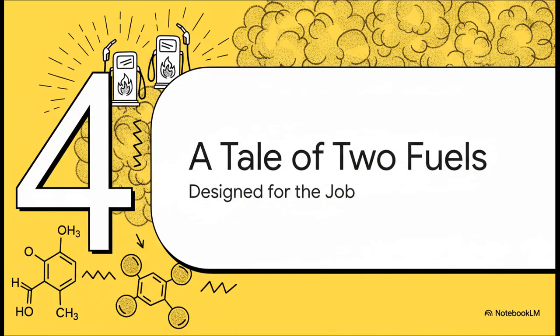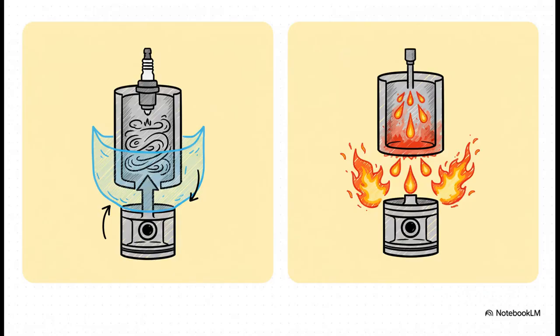So it makes sense, right? Since the ignition systems are polar opposites, the fuels they use have to be opposites too. They are literally chemically designed for completely different jobs. This part is so cool. Gasoline is actually engineered to resist igniting on its own. You only want it to burn when that spark plug tells it to.